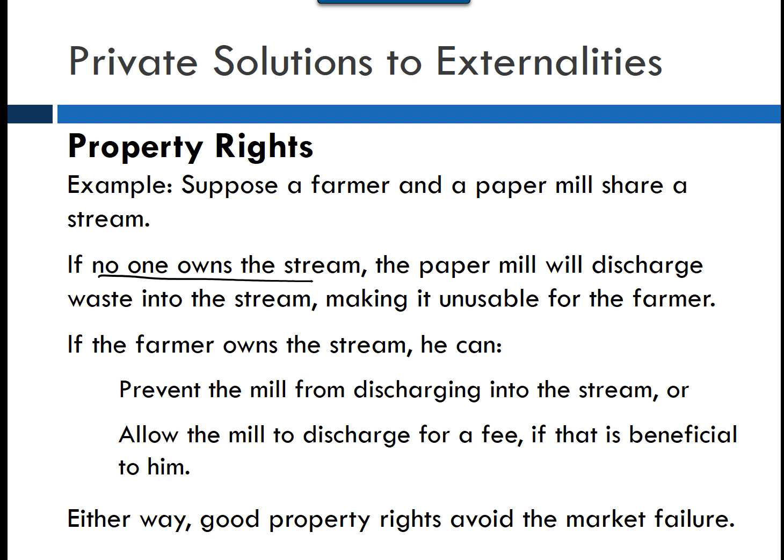It could work the opposite way, and the mill could own the stream, own the water, which means if the farmer doesn't like the pollution in the water, he could pay them not to pollute it. So it doesn't really matter whether the firm or the farmer owns the water, as long as it's clear who owns it, they can work out an agreement for an acceptable level of pollution, whether that's zero or a lot or something in between. They can work that out among themselves.